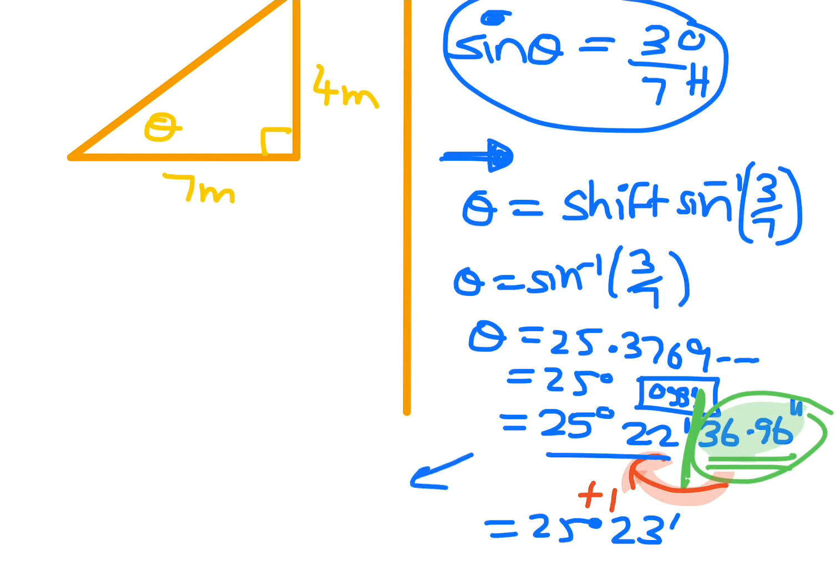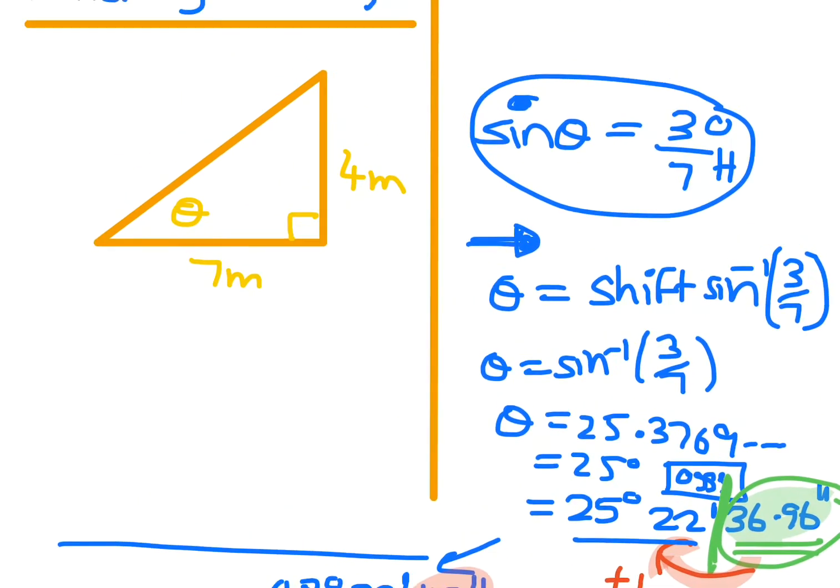So for example, if it ended up being 48 degrees, 22 minutes, and you had 15 seconds, then that 15 is less than 30. So it just stays the same, and to the nearest minute it would be 48 degrees, 22 minutes. You don't have to add 1.